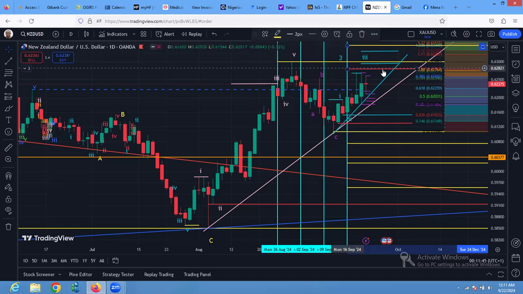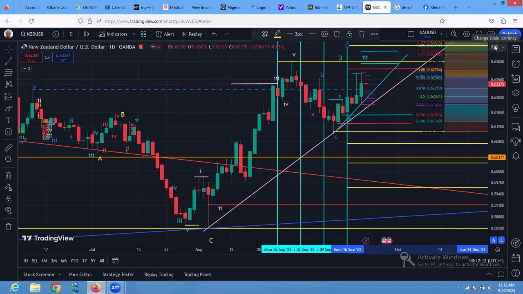Okay, so once we break out of this area of 62,800 to the upside, then you will be trailing your stop loss if we have been buying from here, to exit just before this area, maybe about 5 pips before this area. You can exit and try to pick a sell.